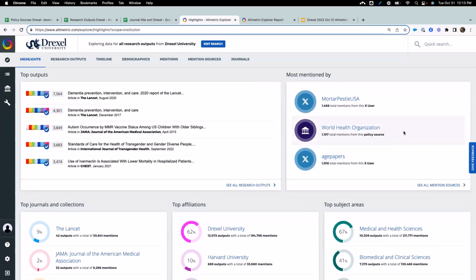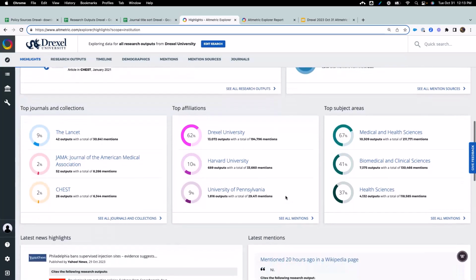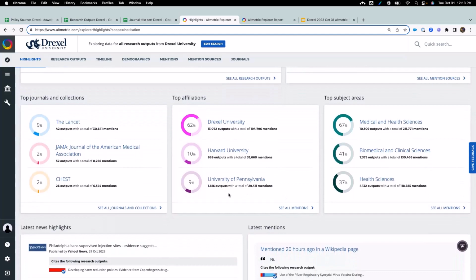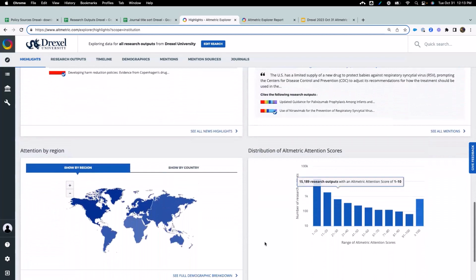Then the WHO has a lot of policy source mentions of Drexel research. And so you can look at all these different affiliations, if you want to see who has done a lot of collaboration with. So there's obviously the research that's all affiliated with Drexel, but also Harvard has a lot of affiliation with your research, as well as the University of Pennsylvania. So this is kind of an overview, all these different little subject areas and mentions and attention by region.